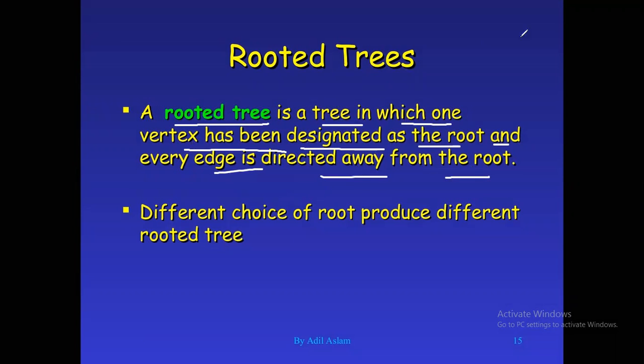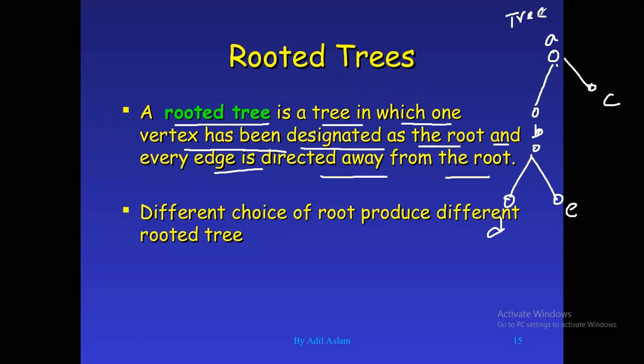To understand this, for example, there is one vertex A, next B, C, next D, and E. Now, is it a tree? Yes. No circuit. For every pair of vertices there is a path. I can move from A to E, A to B, B to E. I can move from A to D, A to B, B to D. I can move from A to C also. I can move from B to C also, B to A to C. Therefore, it is a tree.